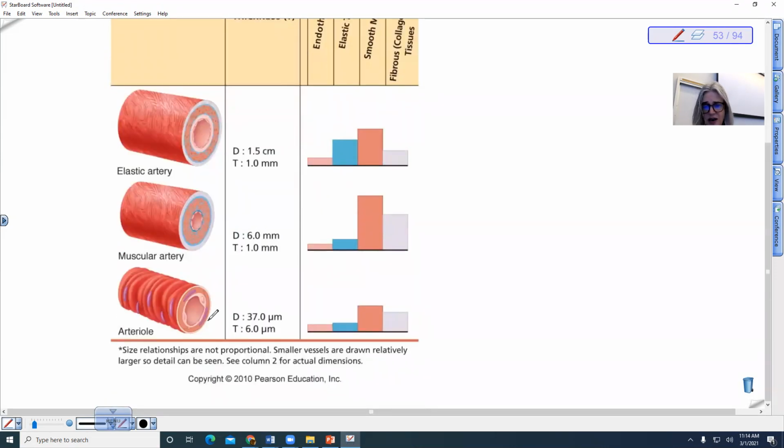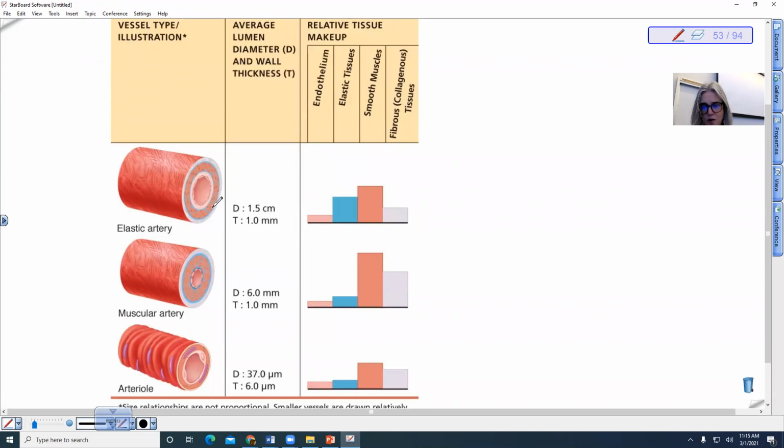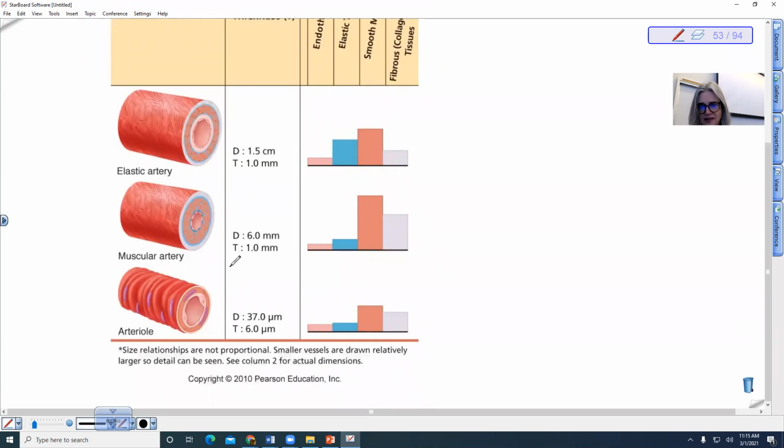And then finally, the very small arterioles, which have less elastic tissue, and less smooth muscle, and also less connective tissue. You'll notice that they all have about the same amount of endothelium in the structure of their wall. Here is actually the thickness of the wall. So you'll notice that the thickness of the wall is much thinner in the arteriole than it is in the muscular artery or the elastic artery.